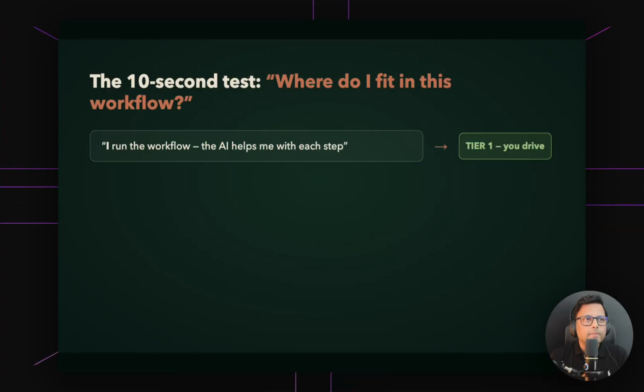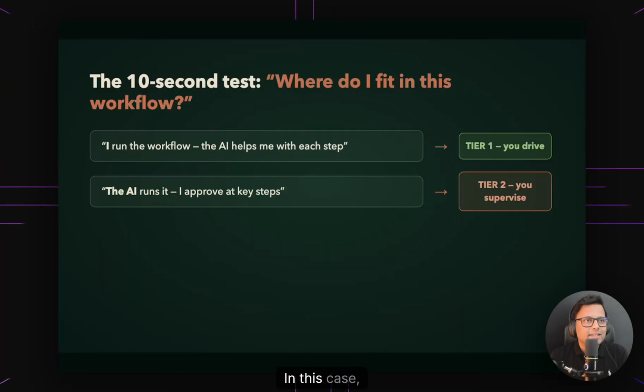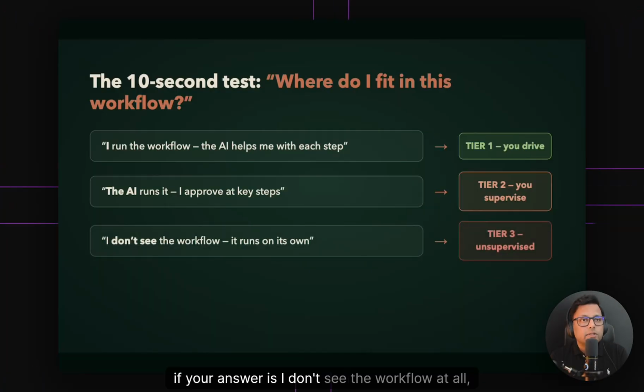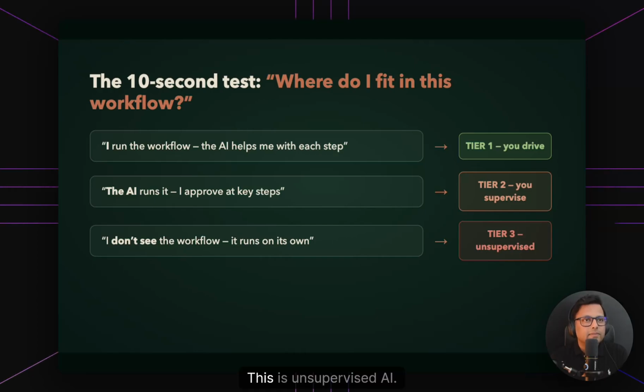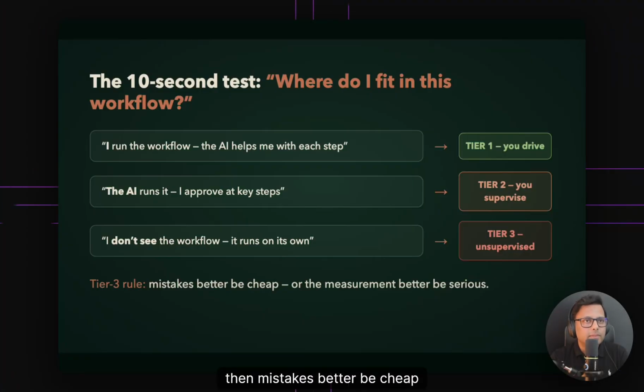You are driving it. If the answer is that the AI runs it and I only approve the key steps, that means this is tier 2. Just make sure that the checkpoints are solid in this case. If your answer is, I don't see the workflow at all and it runs on its own, that is tier 3. This is unsupervised AI. This tier 3 has one key rule to remember. If there are mistakes, then mistakes better be cheap, and the measurement systems need to be strong.